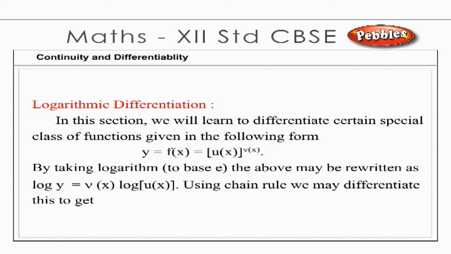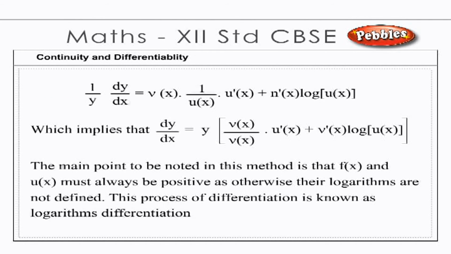Logarithmic differentiation. In this section, we will learn to differentiate a certain special class of functions given in the following form. By taking logarithm to base e, the above may be rewritten as follows. The main point to be noted in this method is that f of x and u of x must always be positive, as otherwise their logarithms are not defined. This process of differentiation is known as logarithmic differentiation.